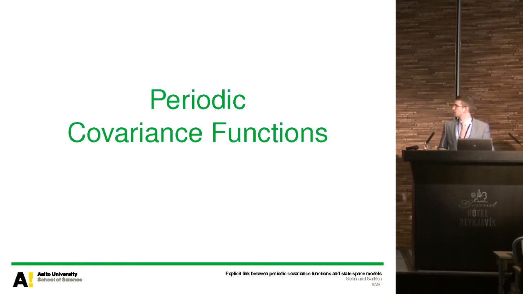Then, the actual topic is periodic covariances. You recall that we had the nice rational function form, the bell curves of both the covariance and spectral density in the previous slides. That enabled us to use some well-established methods for the conversion. Those methods don't work for periodic covariance functions. I will show you why in a minute.